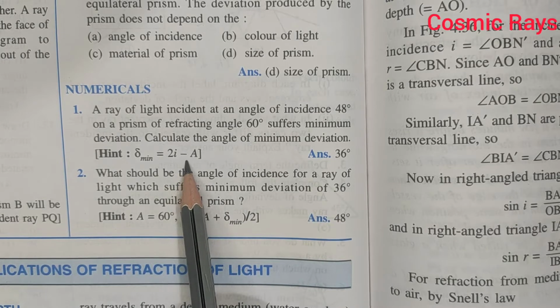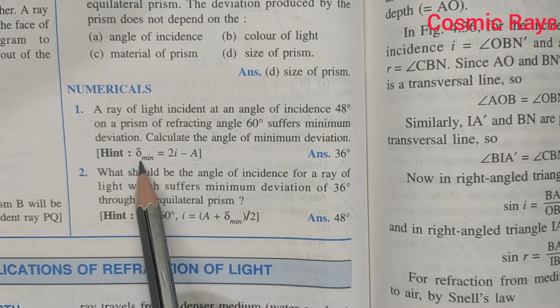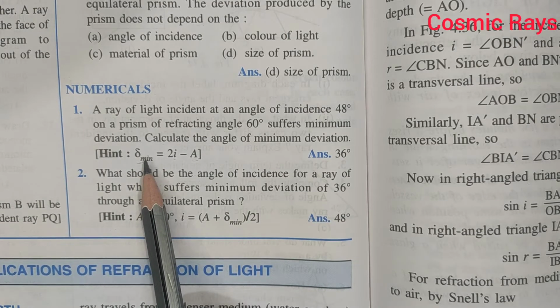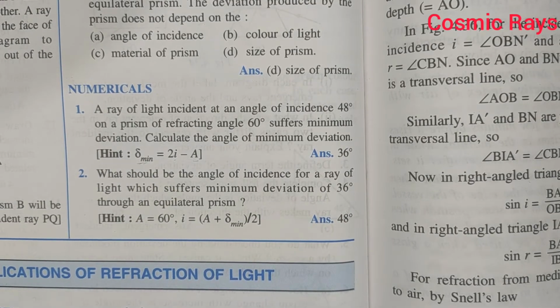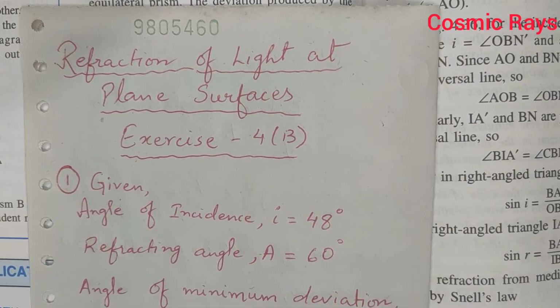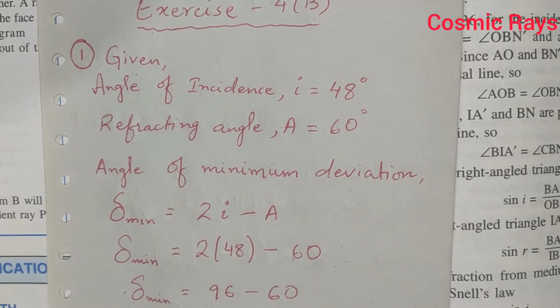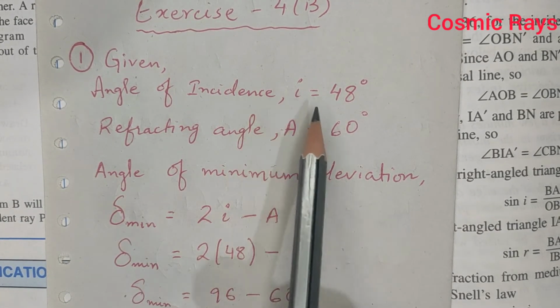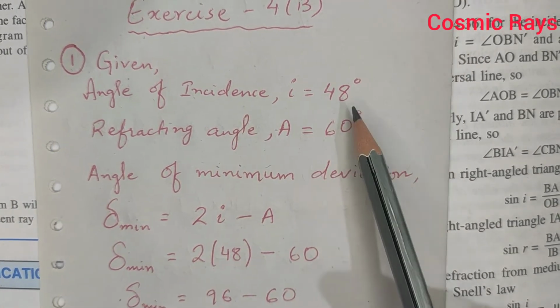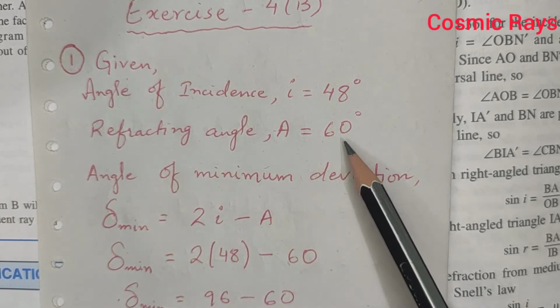They have given us the hint. I is given, A is given. We just have to put it in the formula and the angle of minimum deviation can be found out. So here I have solved it for you. We have the given part. So we have written the angle of incidence, which is given in the question, I is equal to 48 degree. The refracting angle A is 60 degree.